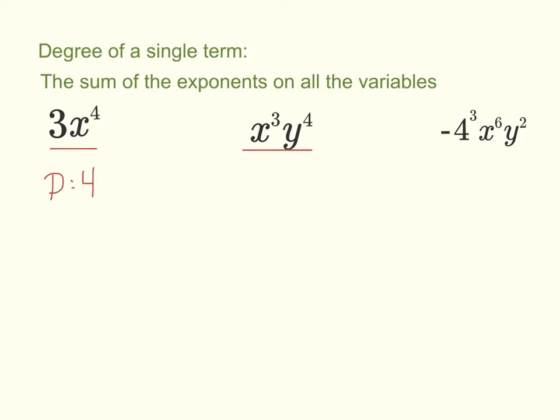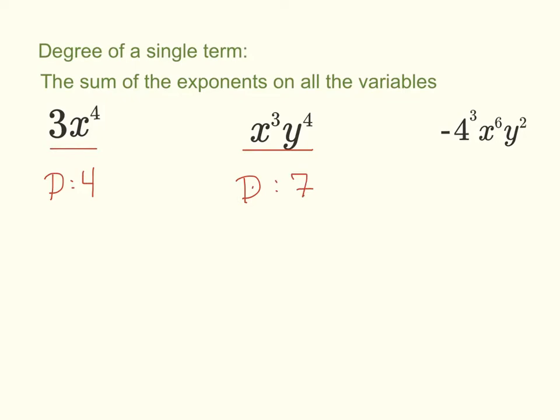Second example, there's another piece to take into account here. We have x to the third and y to the fourth. Two variables, so we've got to get the sum of the exponents. It's just 3 plus 4 equals 7. So the degree is 7.